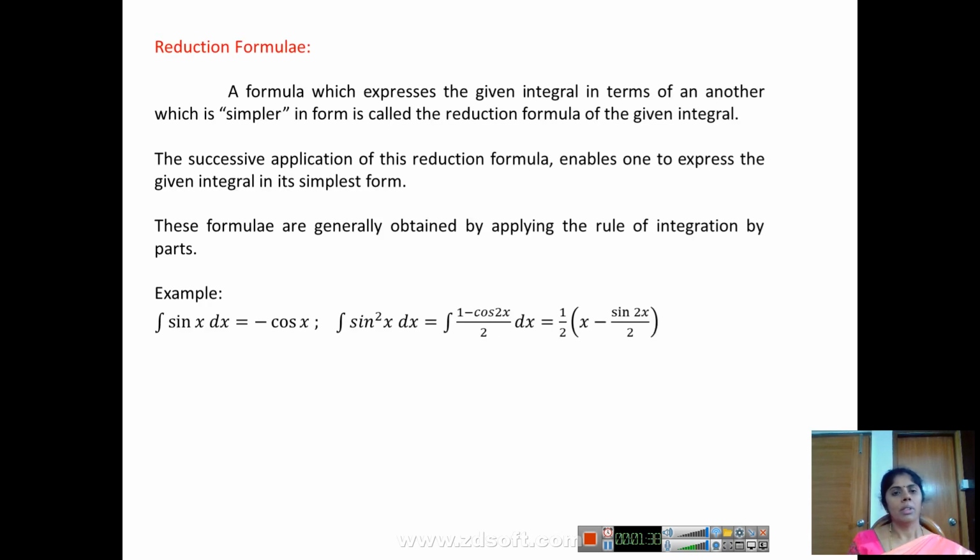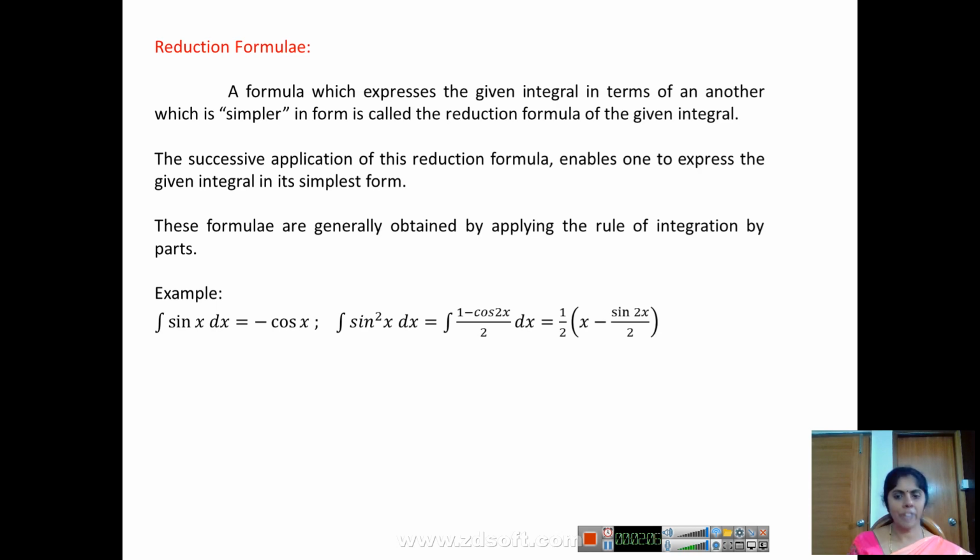The meaning of reduction formulae: a formula which expresses the given integral in terms of another which is simpler in form is called the reduction formula of the given integral. The successive application of this reduction formula enables one to express the given integral in its simplest form. These formulae are generally obtained by applying the rule of integration by parts.